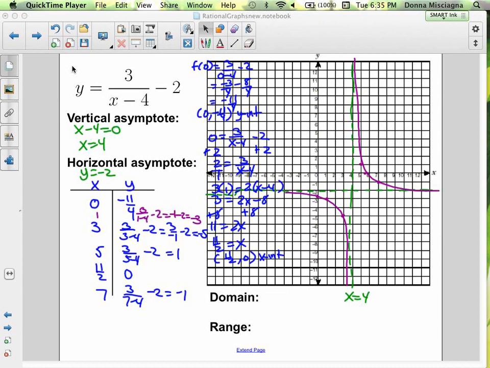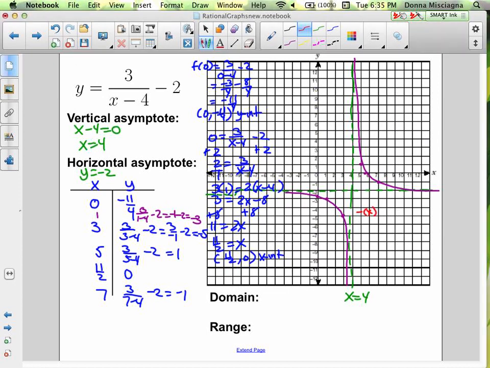Welcome. So we're going to finish this graph off, and finally I have the other half of this graph. Yes, it finally came up 27 times. But now it looks okay. All right, so let's do the end behavior.